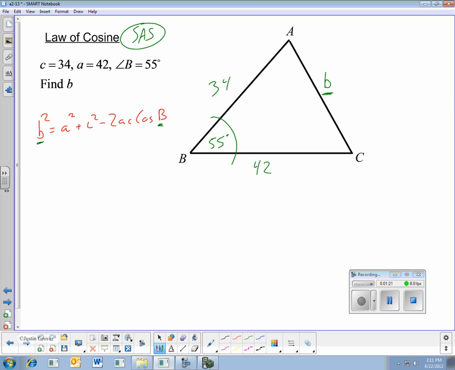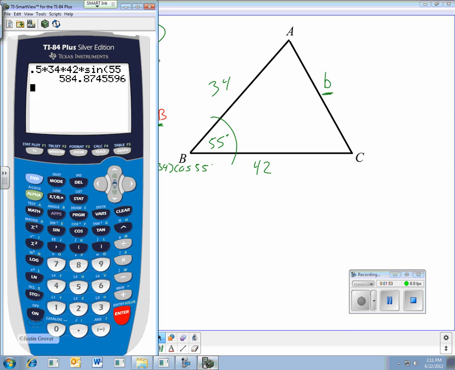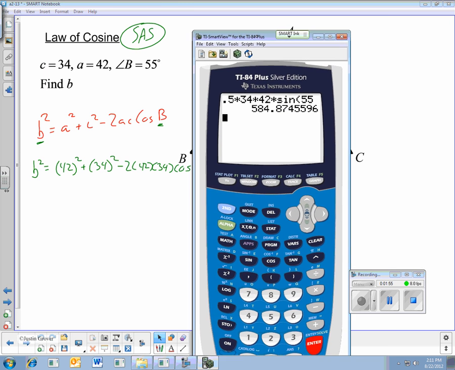We have lowercase b here, we're using angle B. So we're always finding the side opposite an angle that we have. And the formula could be used if you have all three sides to find an angle, where you do a little bit of algebra and solve for cosine B. But we're going to do it here to solve for side b. And so basically we're just going to plug all this in. b squared is equal to a squared, which is 42 squared, plus 34 squared, minus 2 times 42 times 34 times cosine of 55. And so we're going to work with some large numbers here, but that's okay. Let me move this over so I can see my work a little bit better.